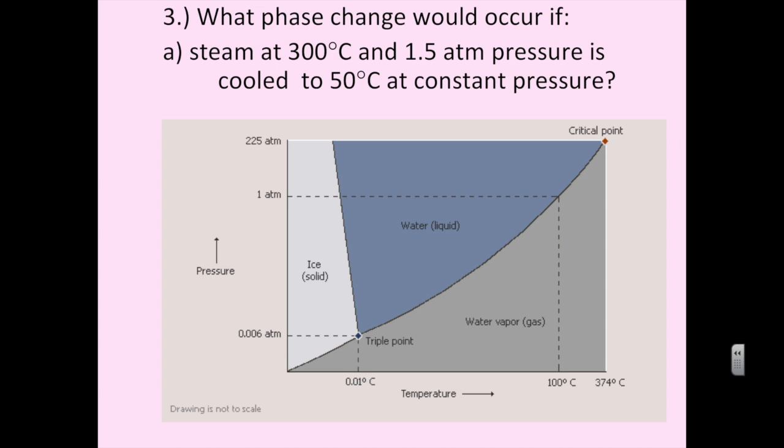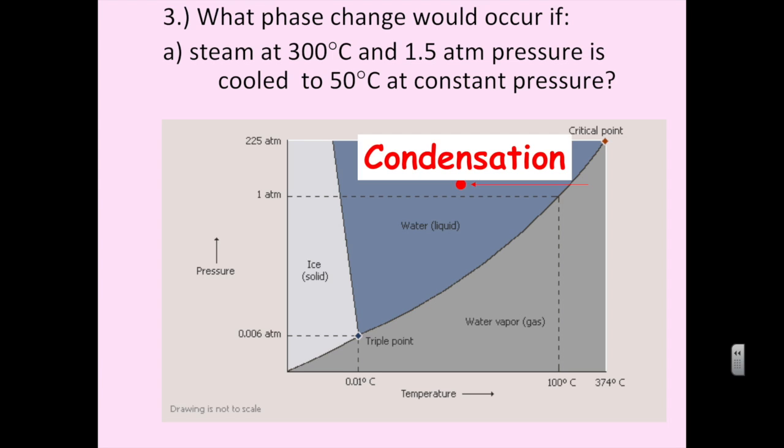Now, what phase change would occur if steam at 300 degrees Celsius and 1.5 atmosphere pressure is cooled to 50 degrees Celsius at constant pressure? So if I have 300 degrees Celsius and 1.5 atmospheres, that would put it right there, and I cool it to 50 degrees Celsius at a constant pressure, I am now going to end up in the liquid phase. So that would be called condensation, going from a gas to a liquid.